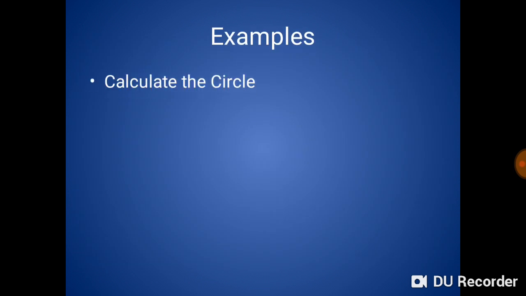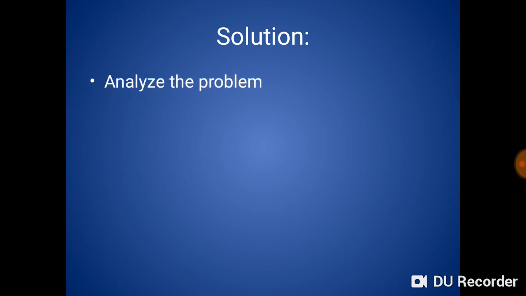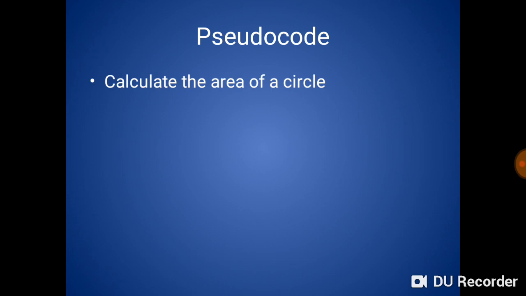Examples. Calculate the area of a circle. When we read the problem, next, analyze the problem. Use the step-by-step method. There are two methods that can be used in an algorithm, which are pseudocode and flowcharting. Pseudocode.